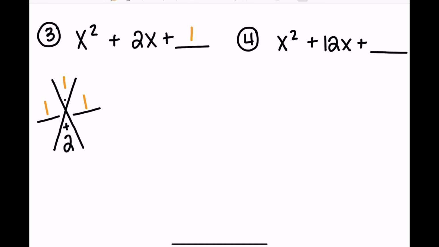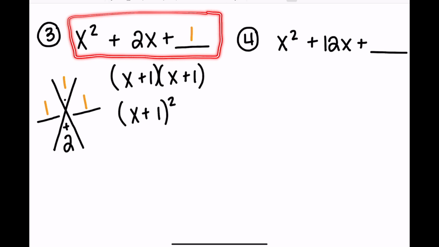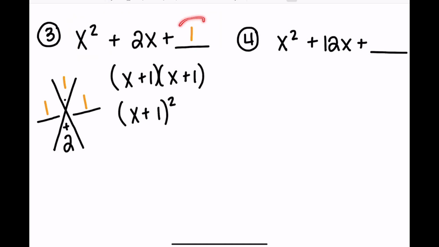So to make this a perfect square trinomial, we would add 1. So our factors would be x plus 1 and x plus 1. To write that as a perfect square, that would be x plus 1 squared. So this trinomial, we made it a perfect square because we chose the number that goes right here that would make it a perfect square.